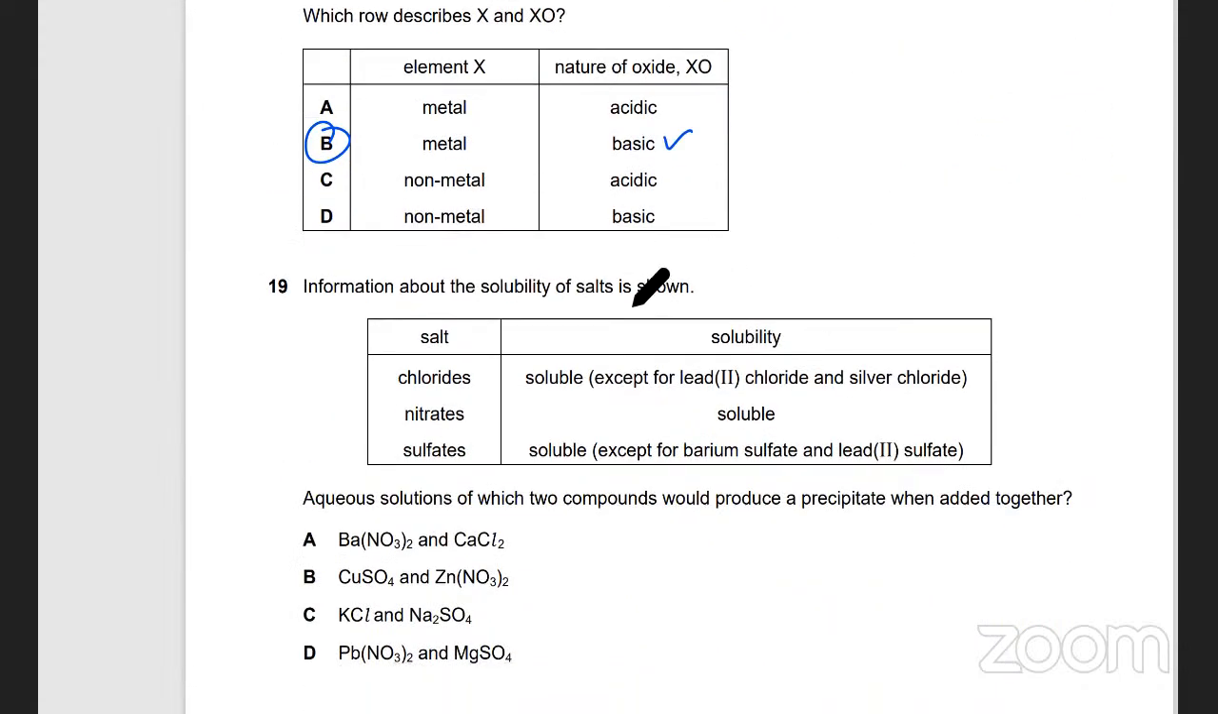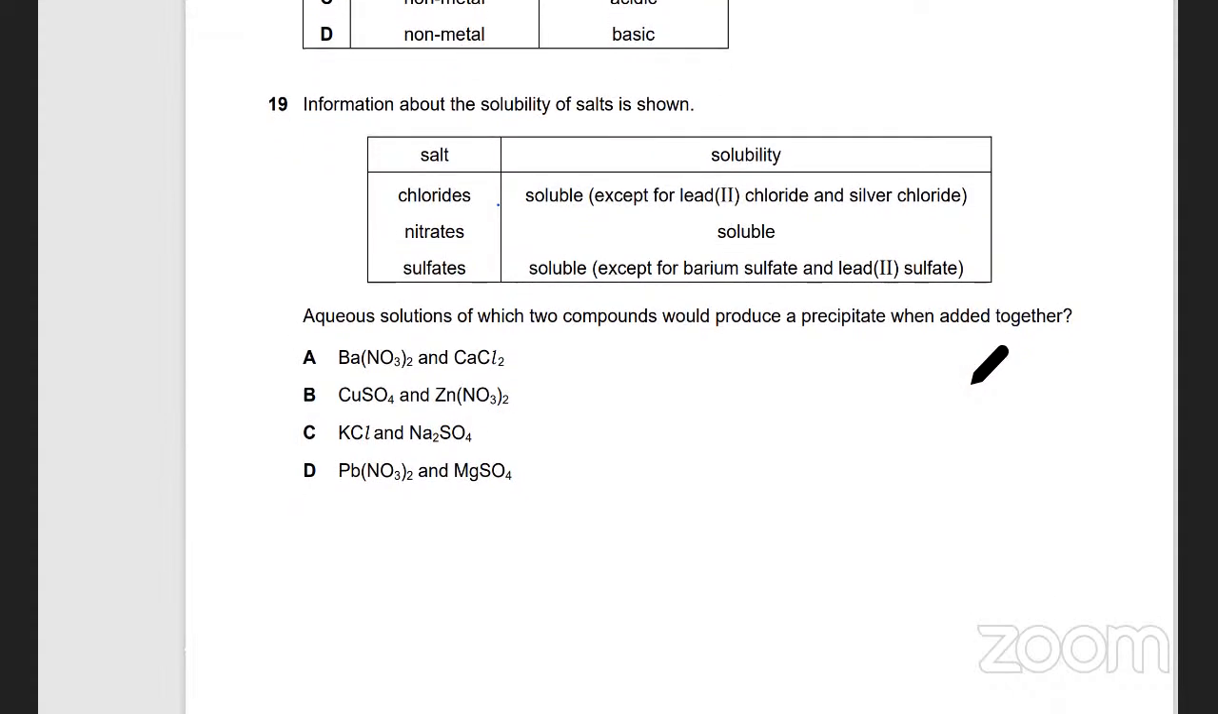अच्छा, next one, information about the solubility of salts. You have to remember chlorides का क्या था, उसने दिया हुआ है वैसे. All soluble except for lead and silver. Nitrates, all of them are soluble. Sulfates, all of them are soluble except for barium and lead. हमने तो 3-4 और लिखे हुए थे ना, कि calcium and strontium and एक और भी था शायद, silver sulfate, that was also. अच्छा, anyways, aqueous solution of which two compounds would produce a precipitate when added together?